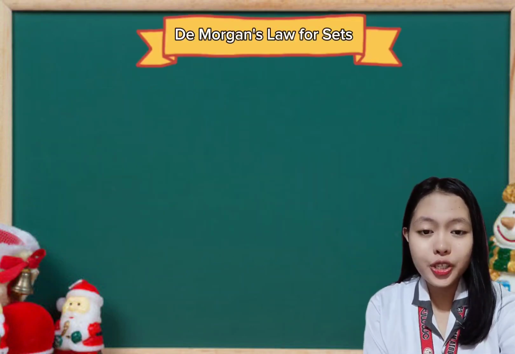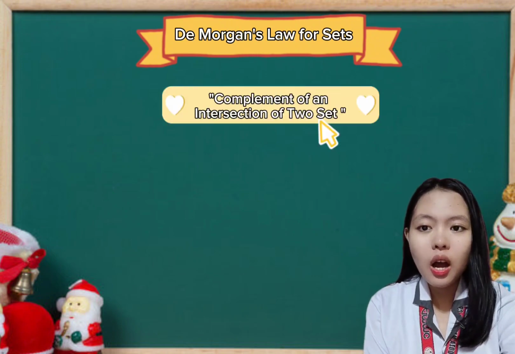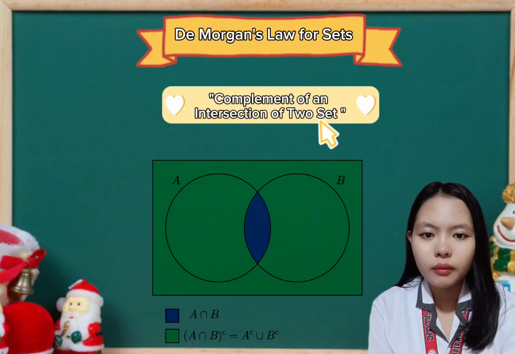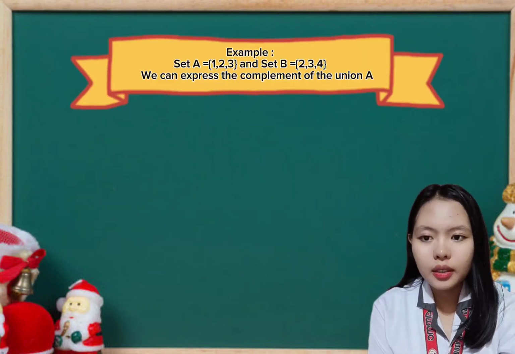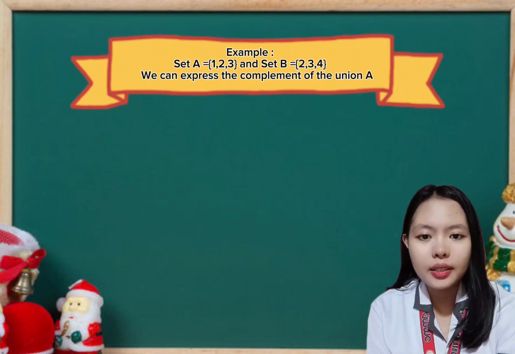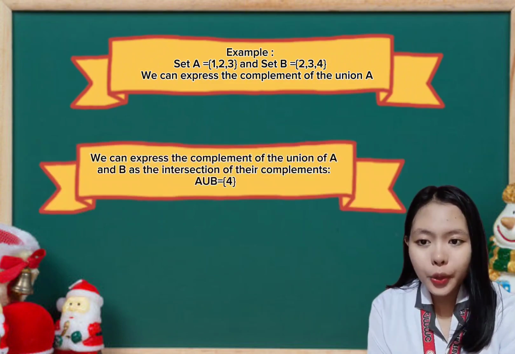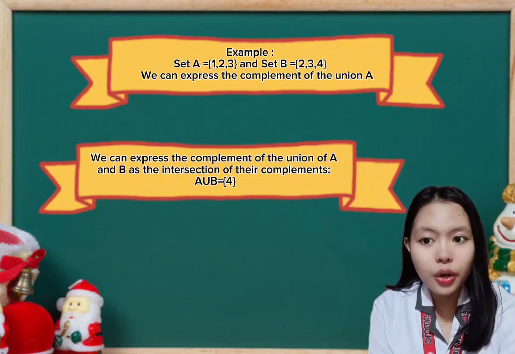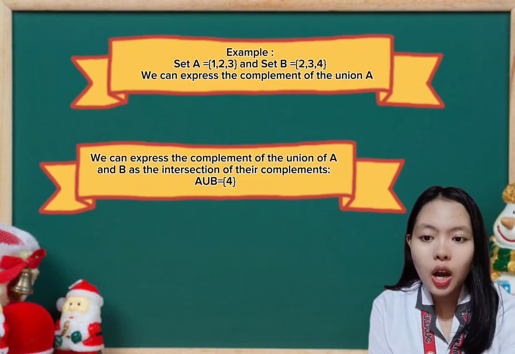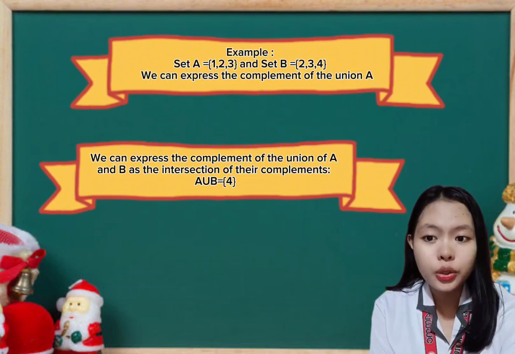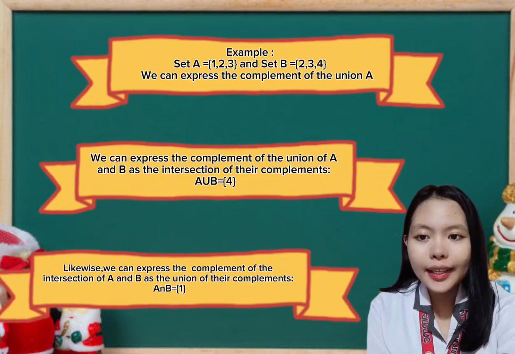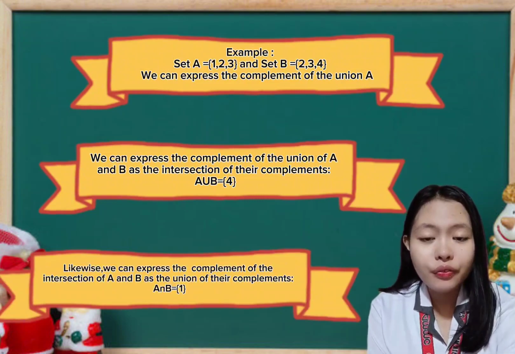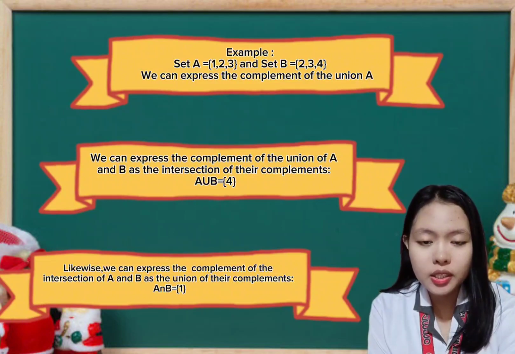De Morgan's law for sets. Complements of an intersection of two sets. Example, set A is 1, 2, and 3 and set B is 2, 3, and 4. We can express the complement of a union of A and B as the intersection of the complements. The complement of A union B is equal to 4. Likewise, we can express the complement of the intersection as the union of their complements. The complement of A intersection B is equal to 1.